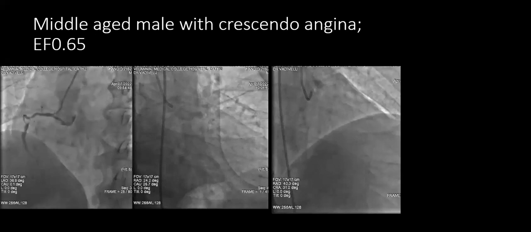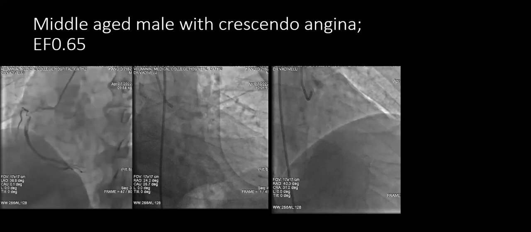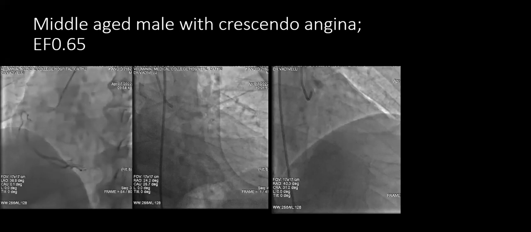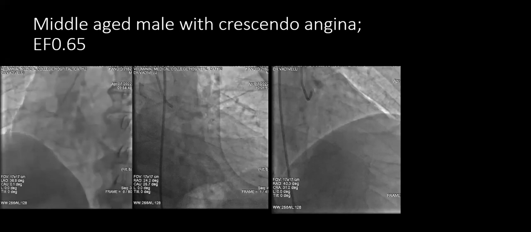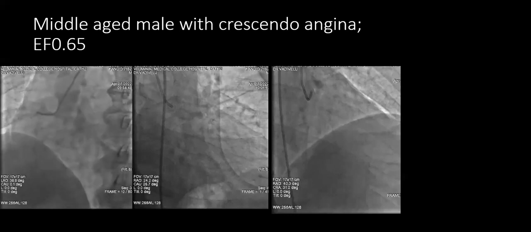This is another case, a middle-aged male with crescendo angina. EF is okay. Somehow I have pushed him for CABG, but he was really adamant. He agreed to angiogram on only one condition, that if there is going to be a lesion, it has to be stented. He's not ready for any kind of open surgical intervention.